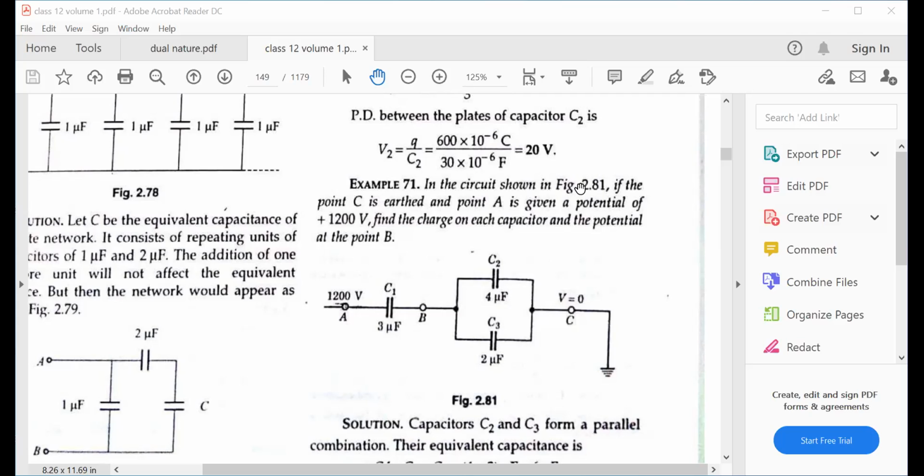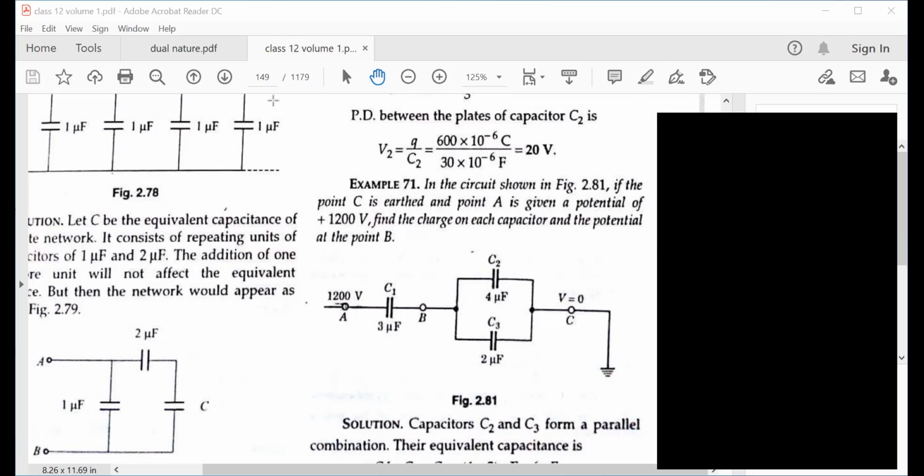Take question 71. In this question, there are three capacitors, C1, C2 and C3, in this circuit. The point C is earth. Now remember, when there is an earth, the voltage V is equal to 0 at that point. And point A is given a potential of 1200 volts, positive. We need to find the charge on each capacitor and the potential difference at point B, the charge at the B point and the potential at the B point.